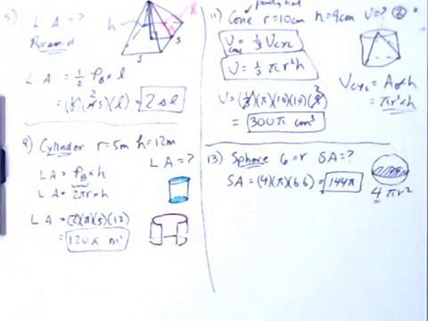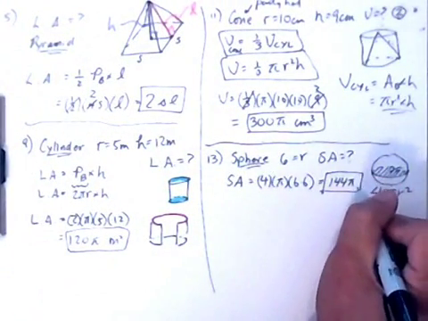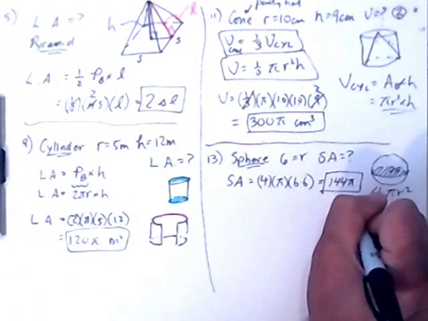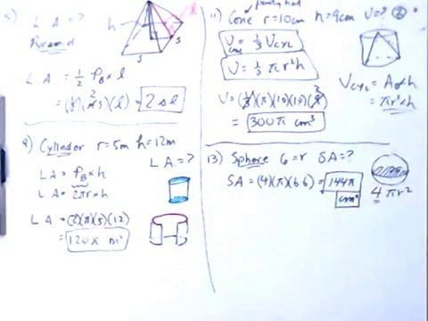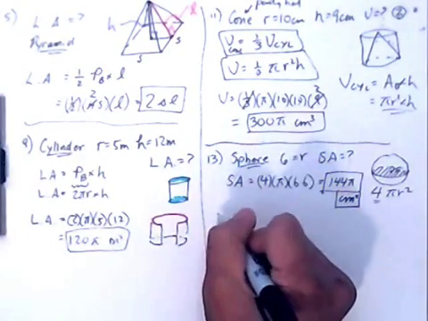Here we go, 144 pi. Oh, and they give me the units as centimeters squared because that's area. Next problem is number 15.